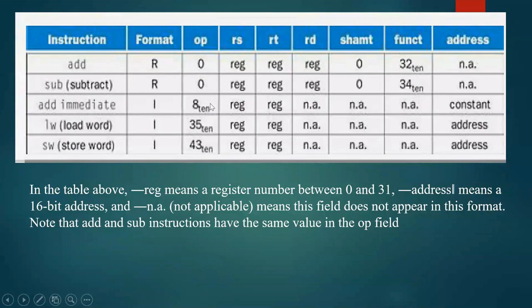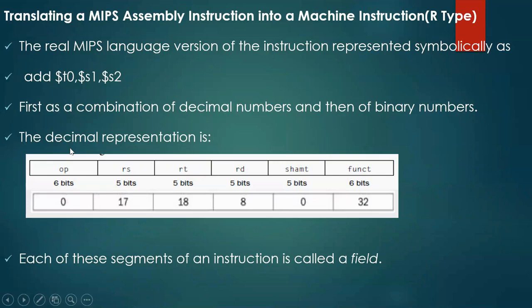Likewise, if we put opcode 8, it indicates add immediate. If we put 35 in the opcode position, it indicates load word. If it is 43, it indicates store word. Okay, so this is a general example. Now, how is MIPS, that is machine level, any high level language going to be translated into MIPS assembly level language, right? So we are going to see it for the R type. This is a normal version of a MIPS instruction set.